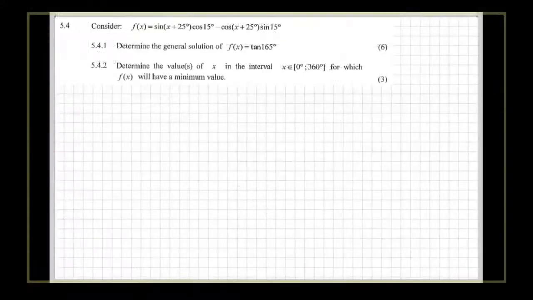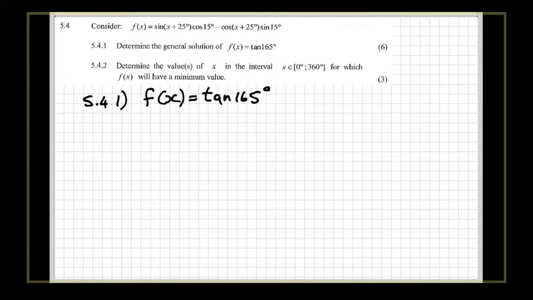Our first question for the evening states: consider f of x equal to sine of x plus 25 degrees times cos 15 degrees, minus cos of x plus 25 degrees times sine 15 degrees. The first question is: determine the general solution of f of x equal to tan of 165 degrees. If I look at this at 5.4.1, I'm going to start by making f of x equal to tan of 165 degrees.